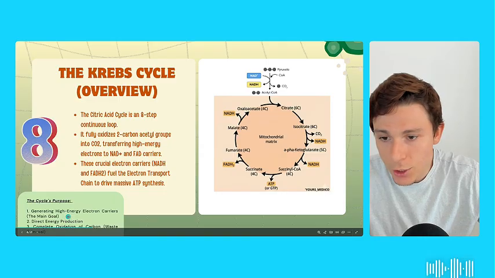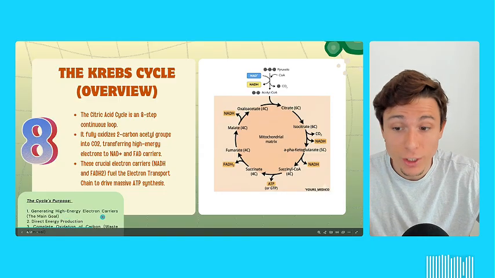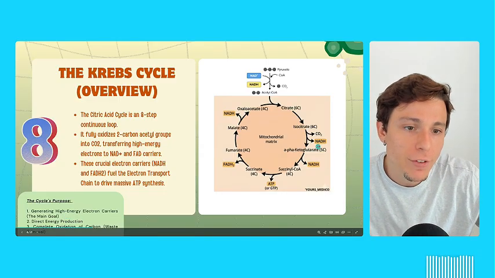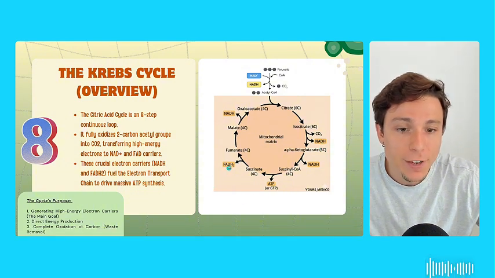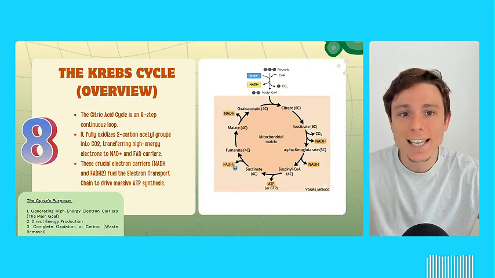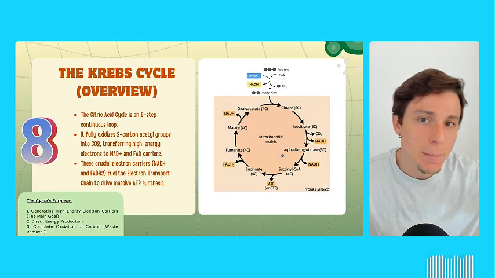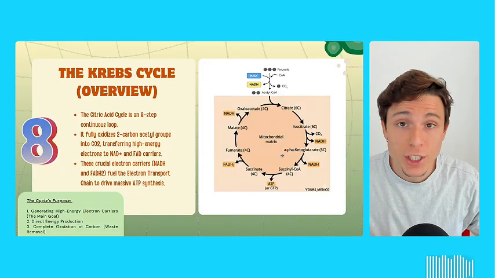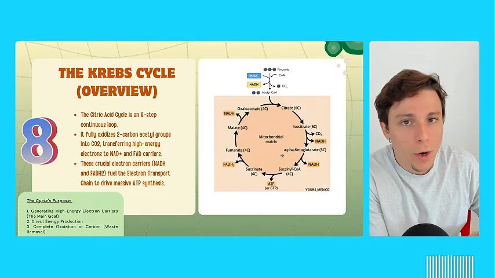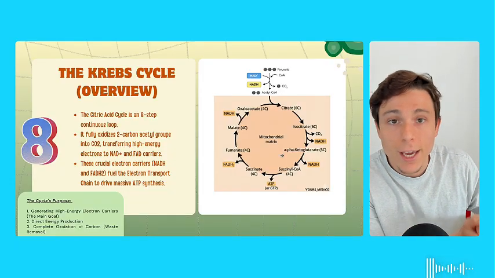But really, what you need to remember is basically the purpose of the Krebs cycle. The first one is to generate high energy electron carriers. You can see here that we have a lot of NADH and a lot of FADH. These, remember, are enzyme cofactors, so they're going to be transporting electrons to the last step of our cell respiration, that is the electron transport chain. That's where we're going to produce tons of ATP, okay?